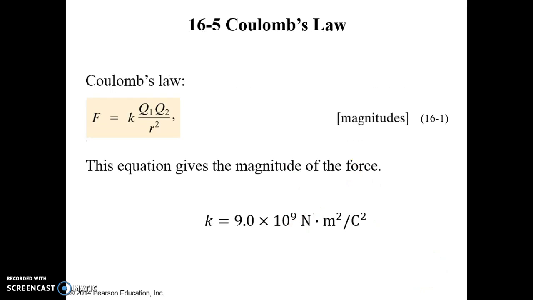Here's the equation showing the relationship that Coulomb discovered about electric forces. Q1 stands for the amount of charge on object 1, Q2 is the amount of charge on object 2, and R is the distance between both objects. And then k is a constant, which is 9 times 10 to the 9th newton meter squared per coulomb squared. So this equation states that the electric force felt is proportional to the electric charge and inversely proportional to the distance squared.